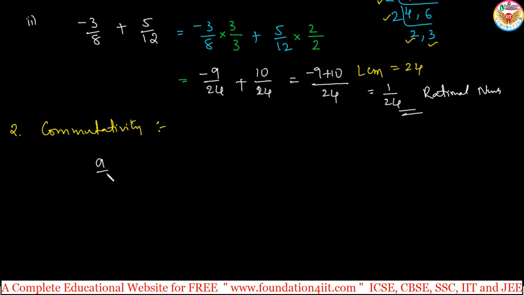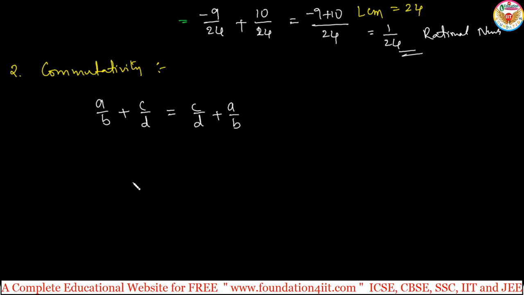So that means a by b plus c by d should be exactly equal to c by d plus a by b. According to the commutative property, adding a by b and c by d, and c by d and a by b can also be added, and we will get the same. So addition of any two rational numbers is commutative, right? Let us take one example and prove this.